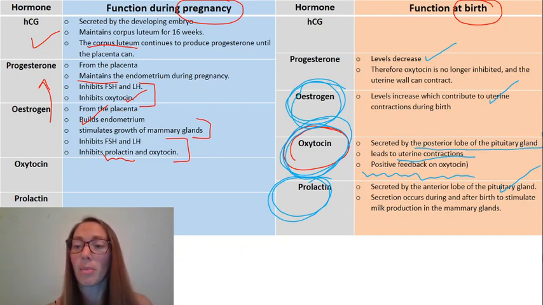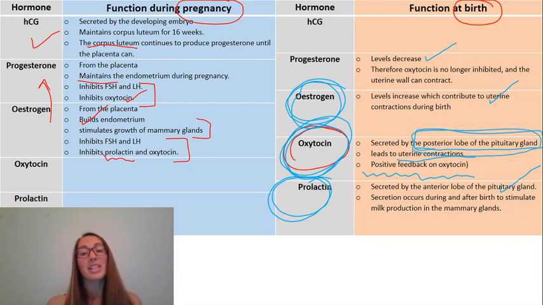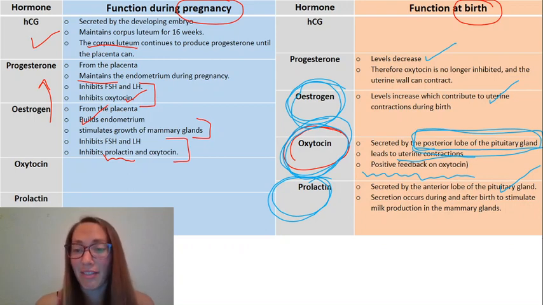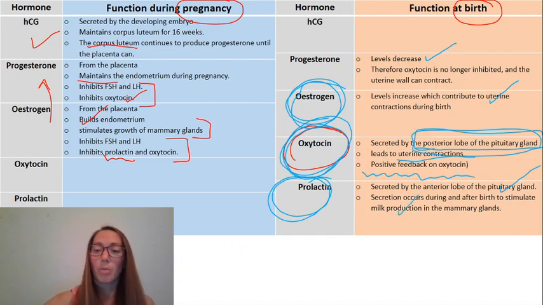So you might remember in one of our previous videos, I mentioned that the posterior lobe of the pituitary gland only releases two hormones, oxytocin and antidiuretic hormone, that we'll look at when we do the kidney. So prolactin is released from the anterior lobe of the pituitary gland, similar to lots of other hormones, things like luteinizing hormone and FSH, and it's really important in milk production.